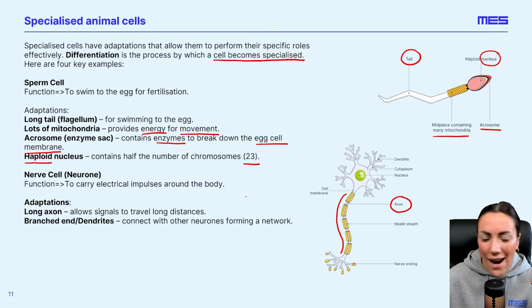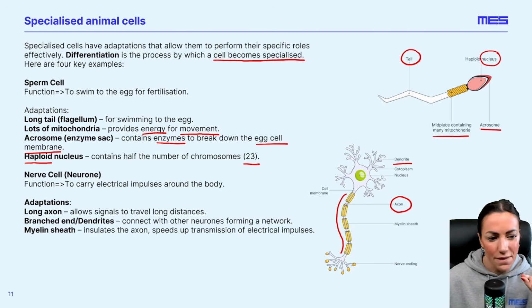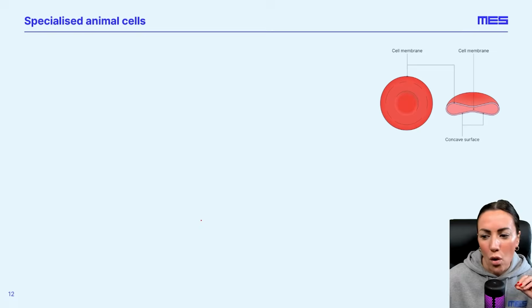They're also branched. The branches are called dendrites, but you can just call them branched ends. That allows each neuron to connect with other neurons so that the electrical impulses can be transmitted from neuron to neuron. They also have a myelin sheath, which is a fatty layer of cells that wraps around the axon. We can just say the myelin sheath insulates the axon, a bit like how plastic insulates the wires in your home. And it also speeds up the transmission, so the electrical impulses travel more quickly.